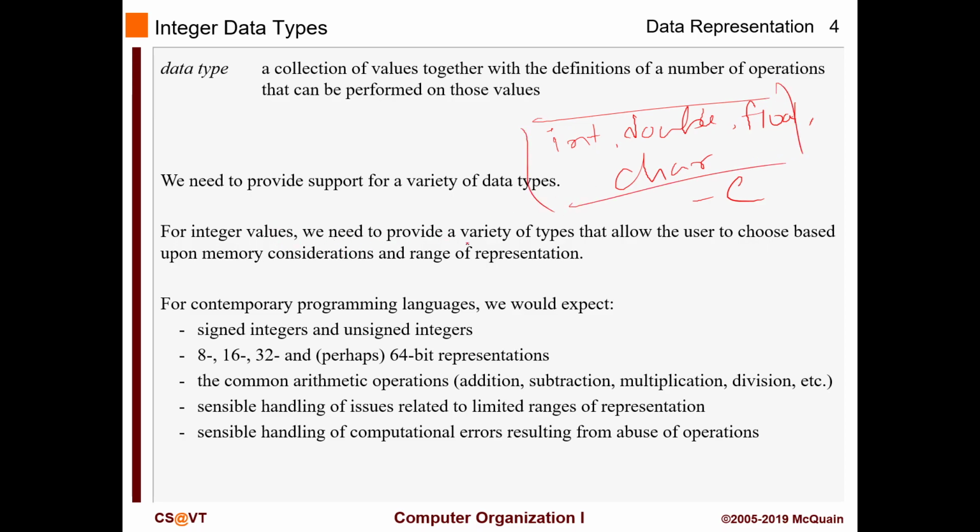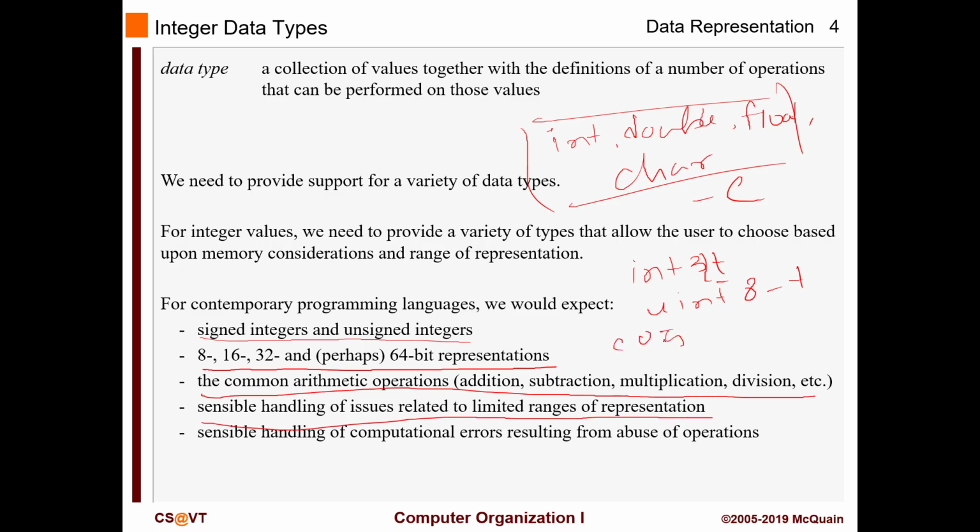For integer values, we need to provide a variety of types that allow users to choose based upon memory consideration and range of representation. So for contemporary programming languages, we would expect signed integers and unsigned integers. For example, int32_t, which is signed. If we are using uint8_t, that's unsigned. We actually specify how many bits we are going to use. The common arithmetic operations work for all of them. It's pretty simple. And sensible handling of issues related to limited ranges of representation.